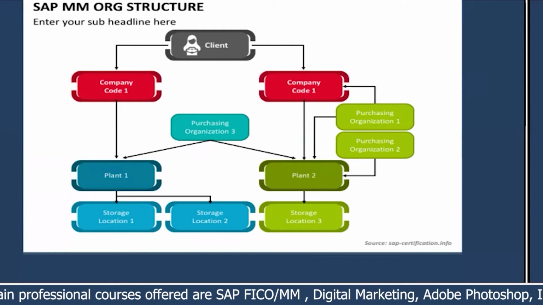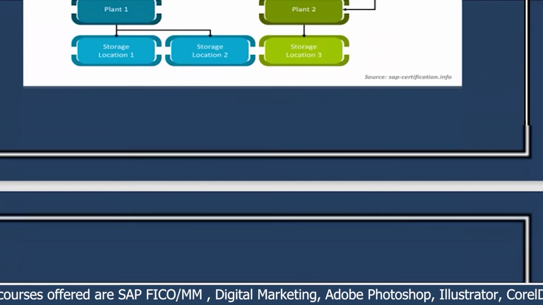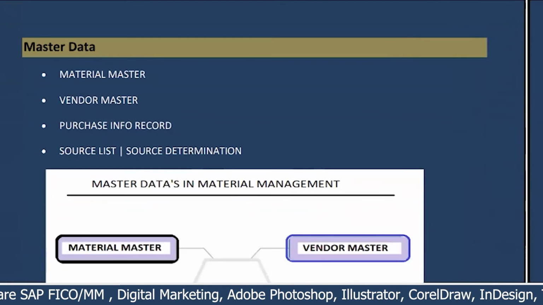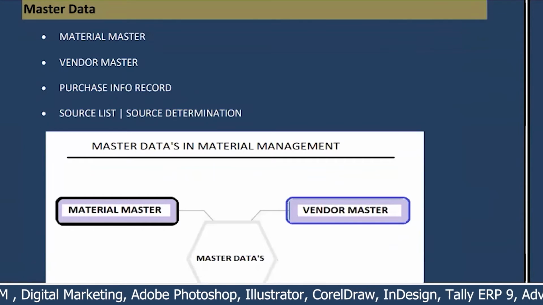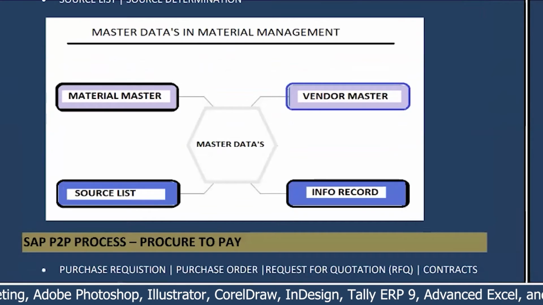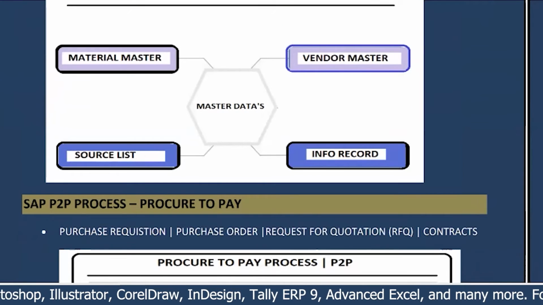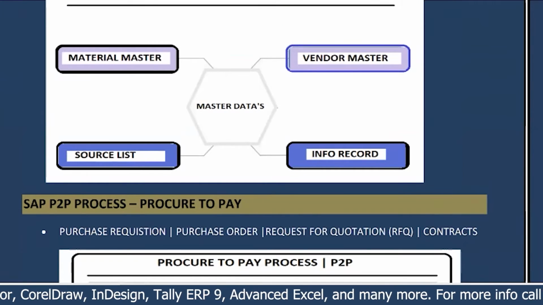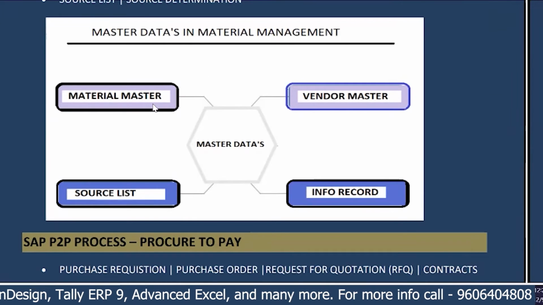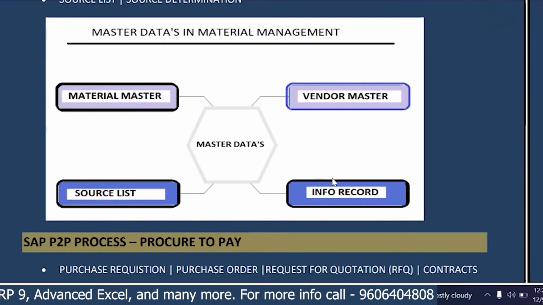Okay. And then coming to your master data. Under master data, there are 4 major master data we have. That is material master, vendor master, source list, and info record.